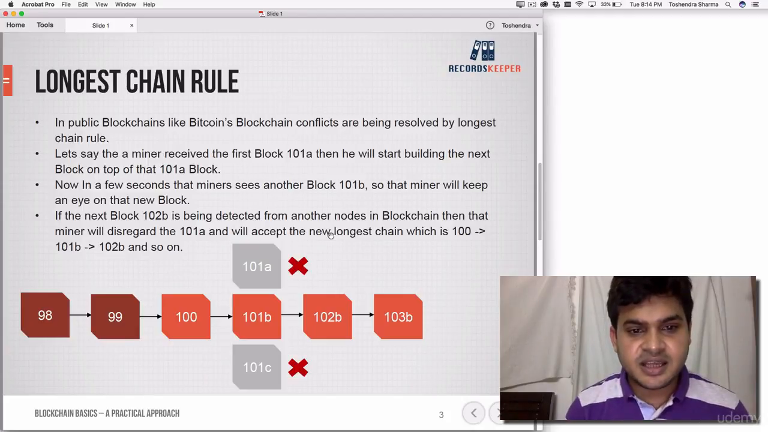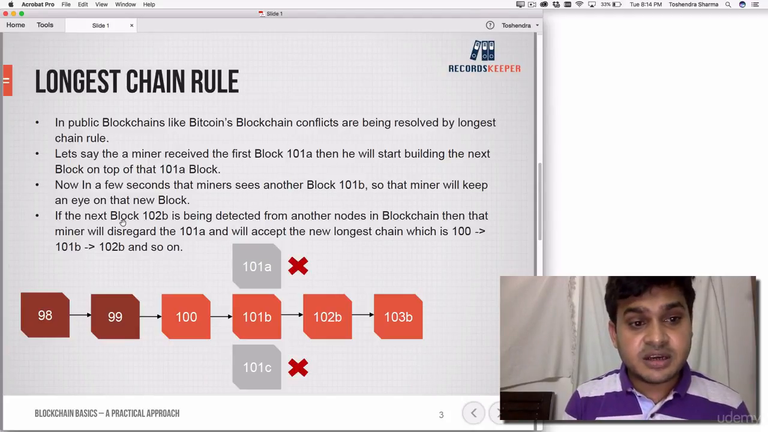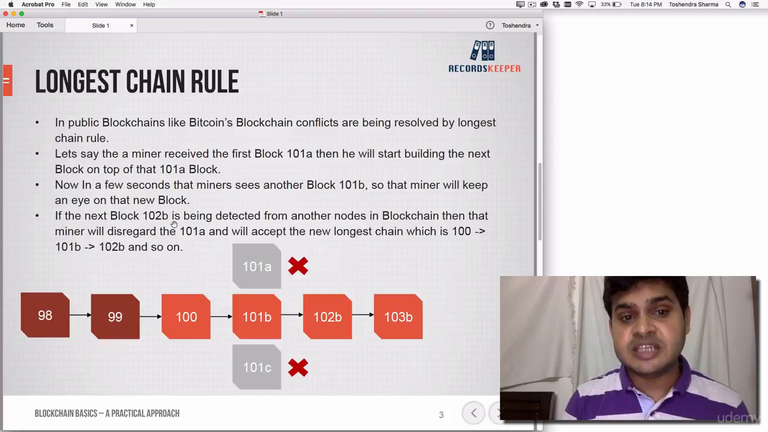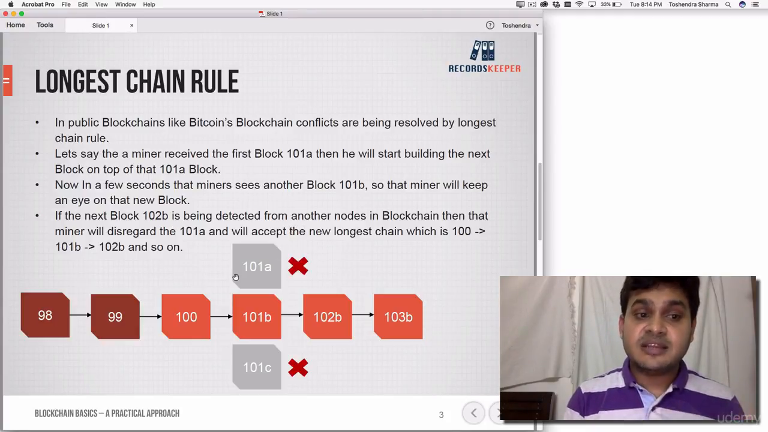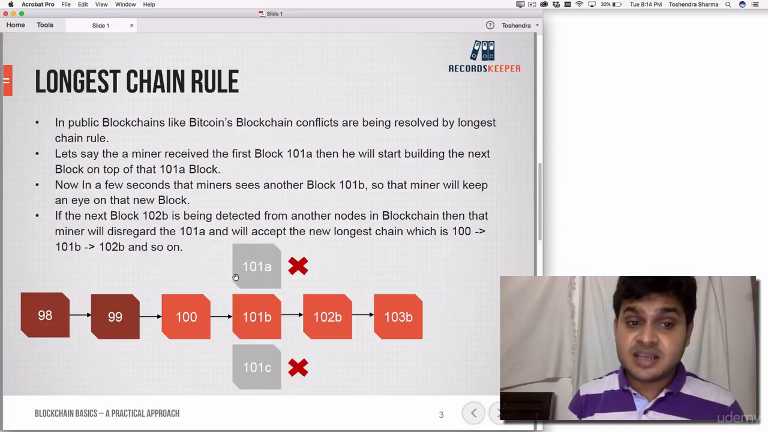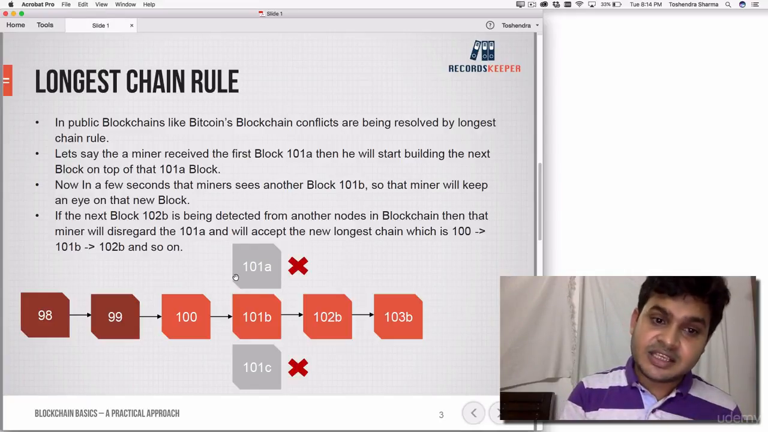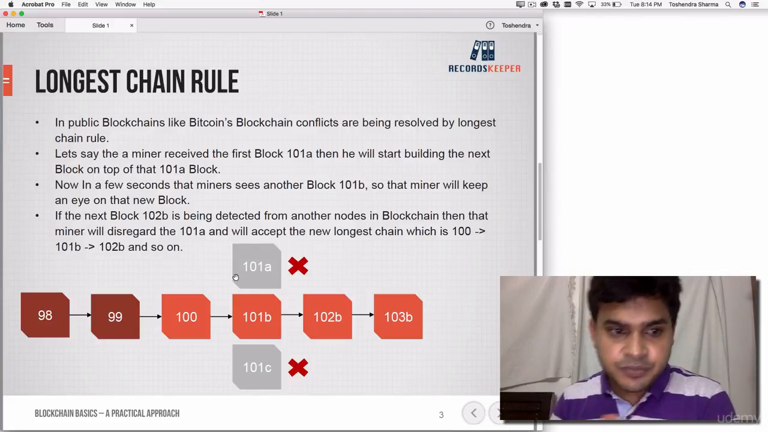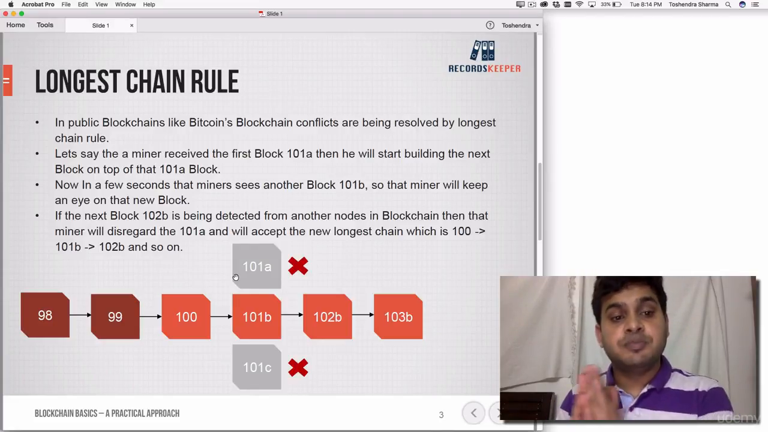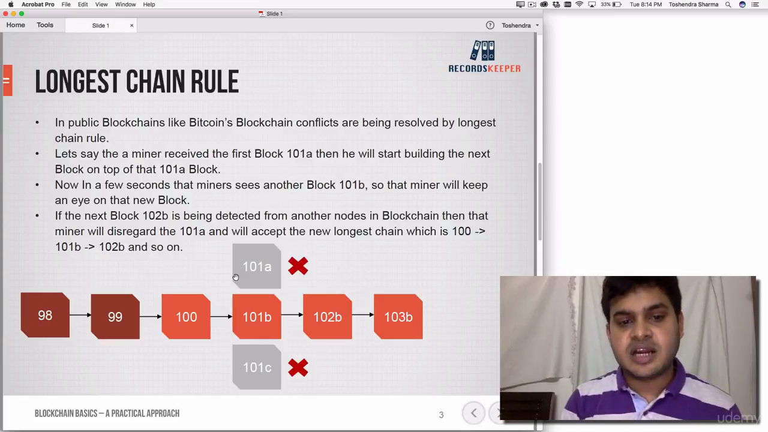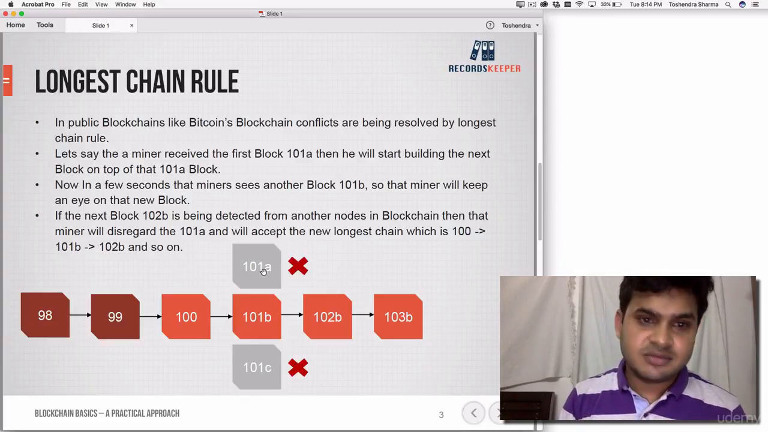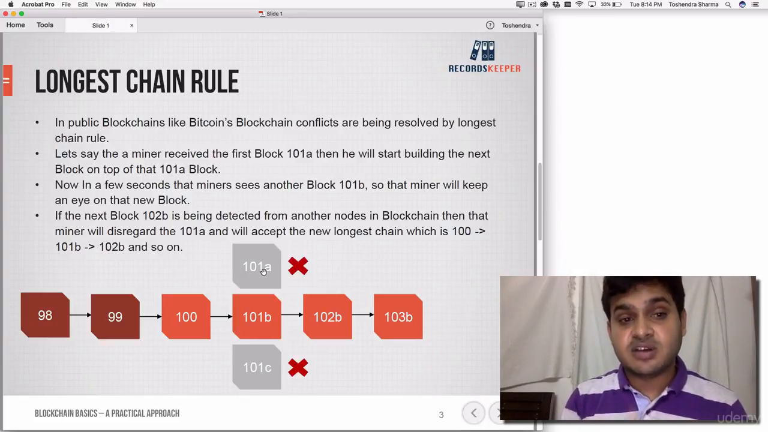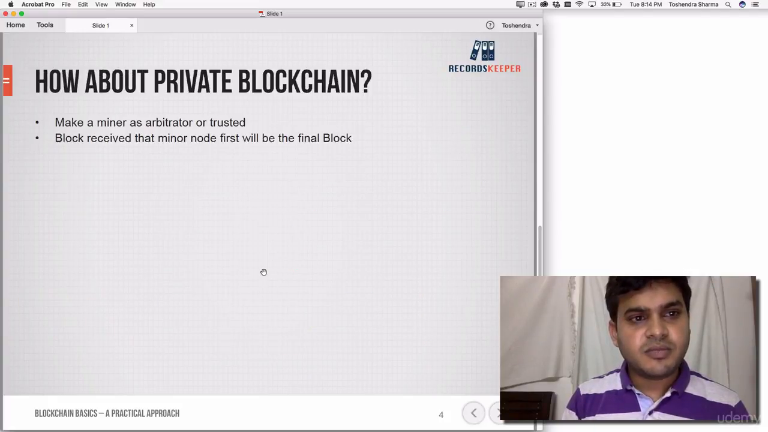As you can see in this diagram, if the next block 102B is detected by other nodes in the blockchain, then that miner will disregard 101A and accept the new longest chain, which is block 100, 101B, and then 102B, and will keep building on that and reject 101A. That's how the conflicts are resolved in this example.